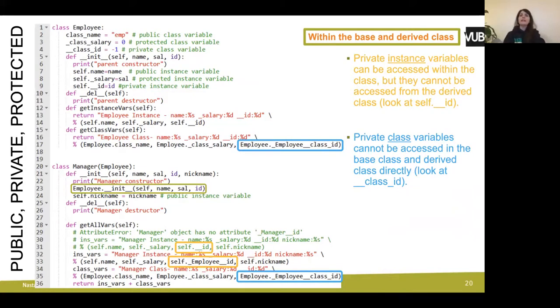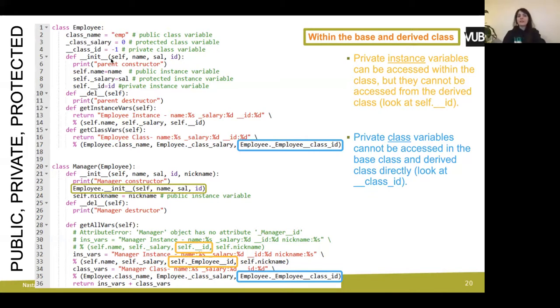So we had learned how to have private, public, and protected members in a class and how to access them outside of the class. But let's see what will happen when we have inheritance, within the base class and within the derived class, how we can access the members.